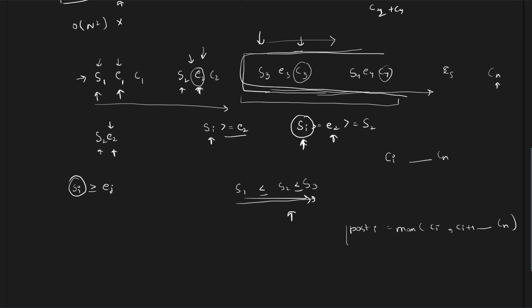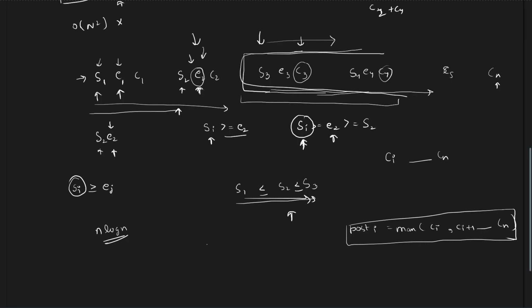If this postfix vector stores the maximum among all these values, then we have improved our overall solution to n log n. I'll explain how it is n log n. First of all, we'll traverse through all the values to find a suitable Ej. So for example, we have found E2.